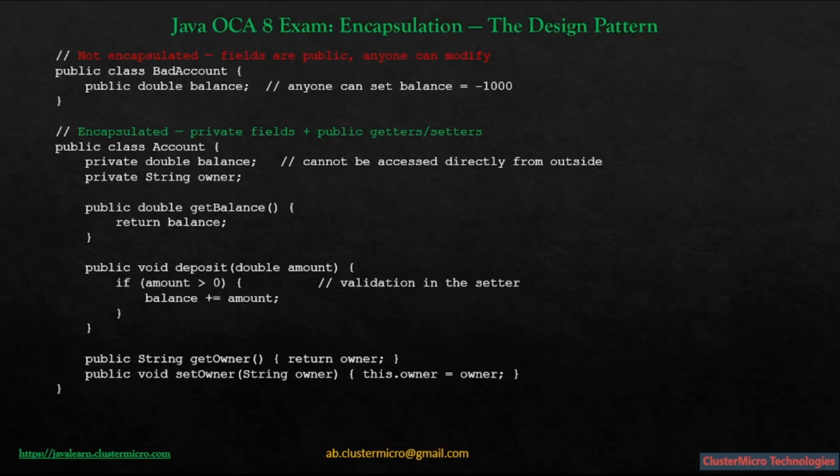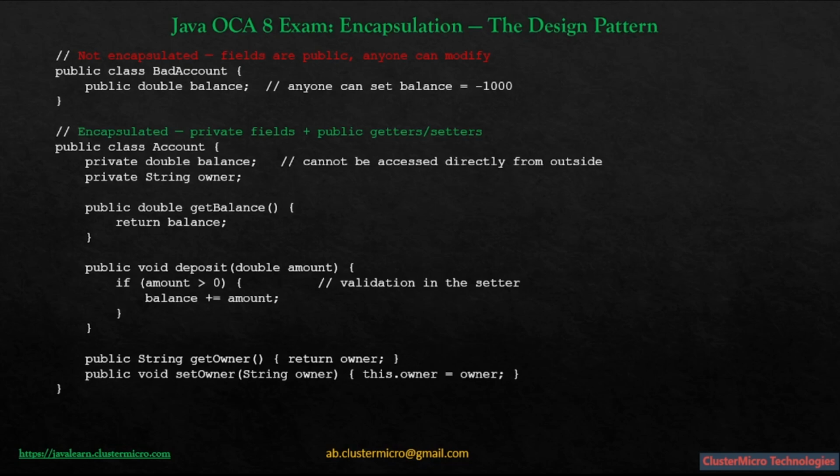Uncontrolled access to internal data. Now what happens, we have another public class Account with private double balance and private String owner, right? Both fields are now private, so nothing outside the Account class can touch them directly. From any other class, account.balance is a compiler error. The data is locked inside the object, but the object still needs to expose its data in a controlled way. That is why getters and setters are there.